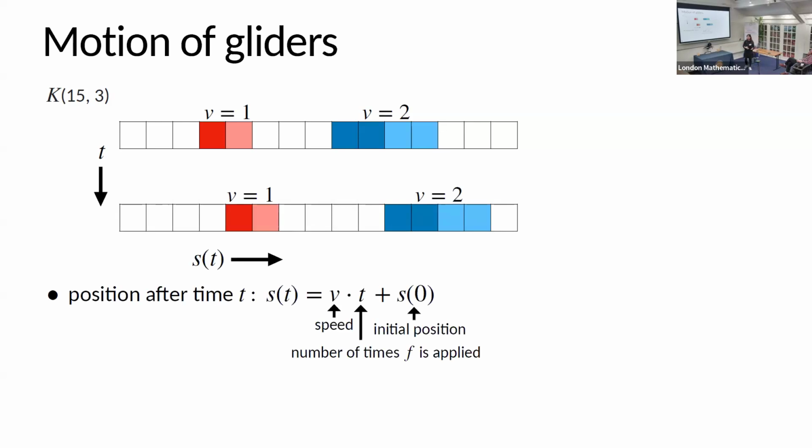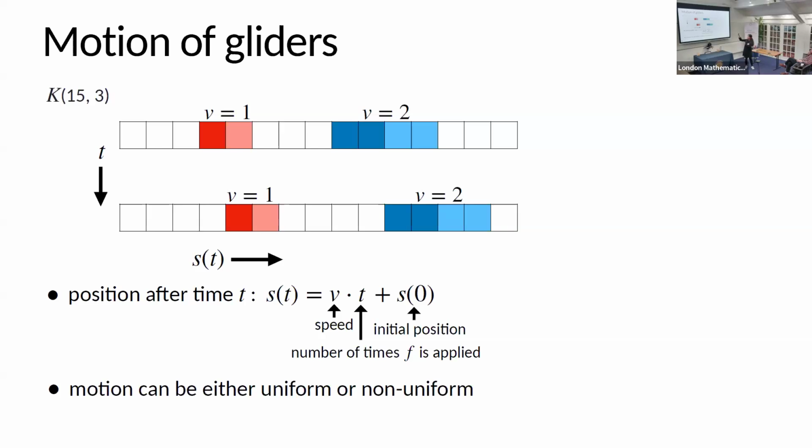So we want to study these movements of gliders more formally. We define something called the position of the glider after a certain time step. S0 is just the formula of uniform motion we took from physics. S0 is the initial position, V is the speed of the glider, and T is the number of times you have applied the function.